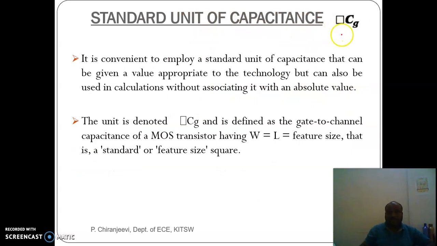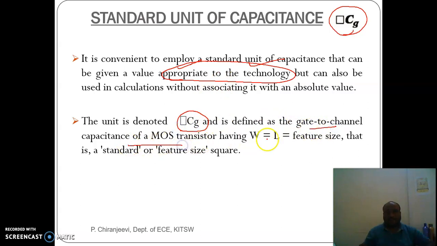Standard unit of capacitance, denoted as Cg. It is convenient to employ a standard unit of capacitance which gives an appropriate value based on the technology. It is denoted as Cg, and it is the gate to channel capacitance of a MOS transistor with W equal to L, the feature size, that is a square. This is known as the standard unit of capacitance.